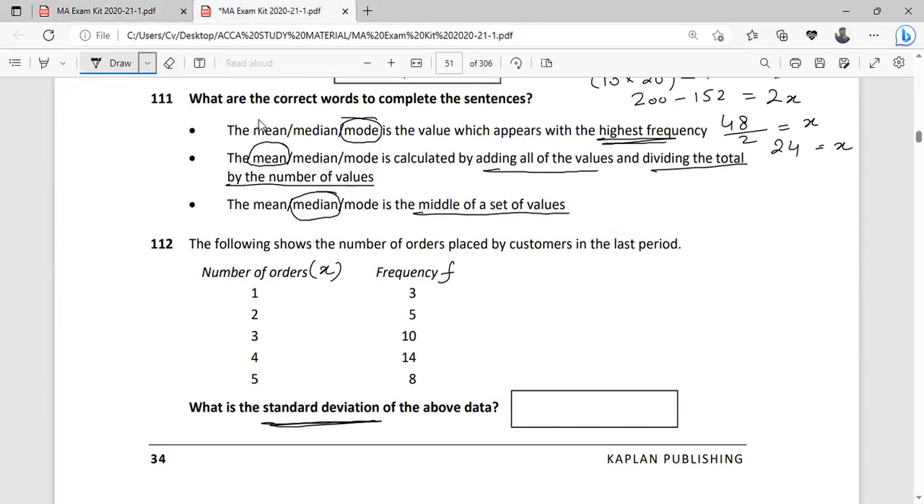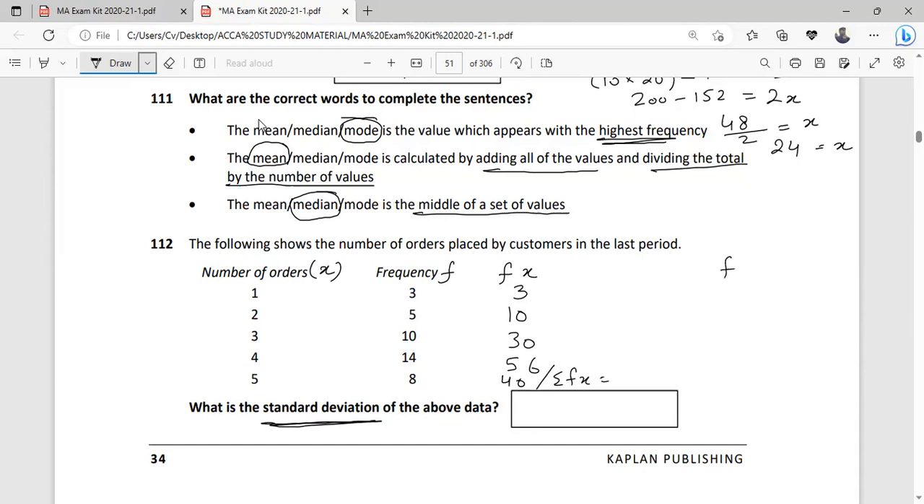So we will calculate fx. Fx means this multiplied by this. 1 multiplied by 3 is 3. 2 multiplied by 5 is 10. 3 multiplied by 10 is 30. Then 4 multiplied by 14 is 56. And 8 multiplied by 5 is 40. And then we will add up all these values.